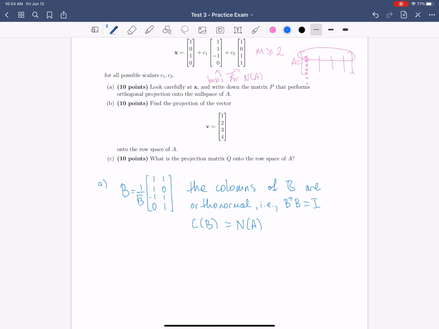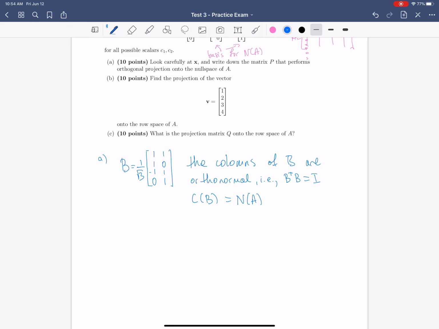But now I know exactly what P is. P is simply B transpose. I can just write it right away. I don't have to do any projections or anything like that. I don't have to multiply a bunch of matrices. If I worked with the other B, then I would have to also compute B transpose B, because that would not be the identity.